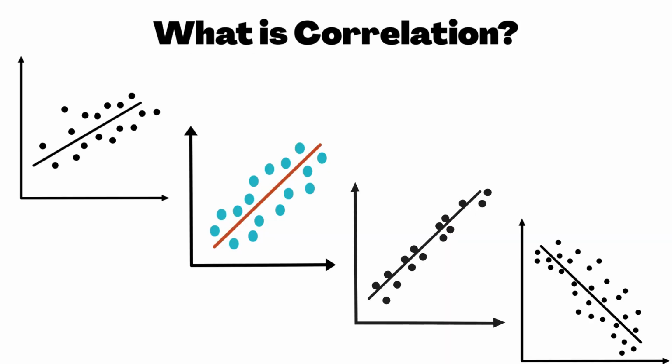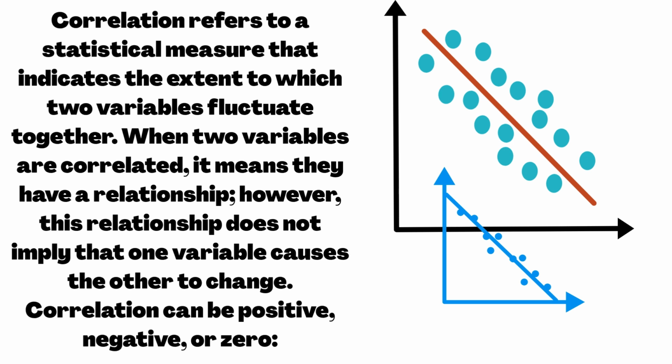What is correlation? Correlation refers to a statistical measure that indicates the extent to which two variables fluctuate together. When two variables are correlated, it means they have a relationship. However, this relationship does not imply that one variable causes the other to change. Correlation can be positive, negative, or zero.